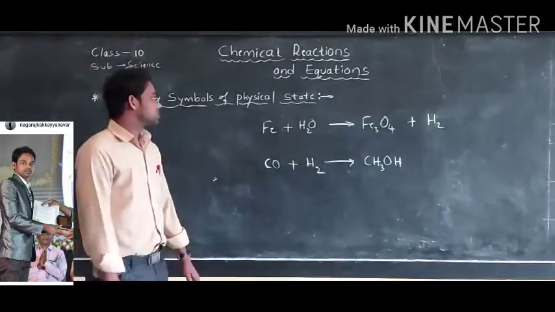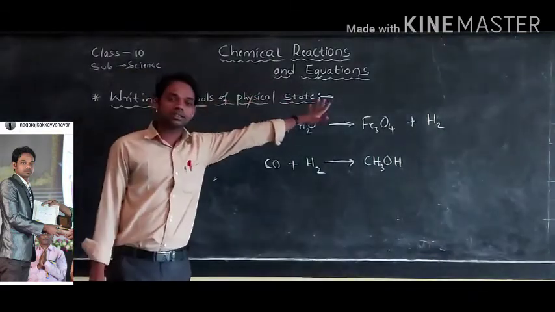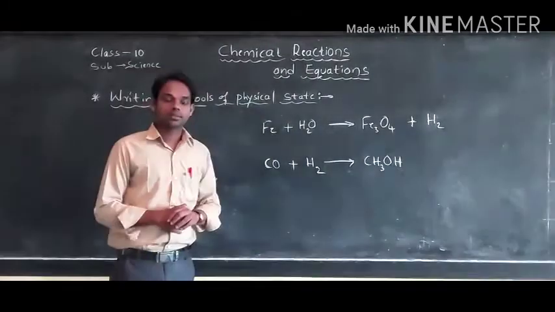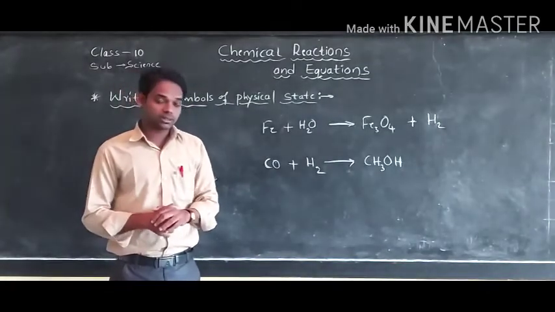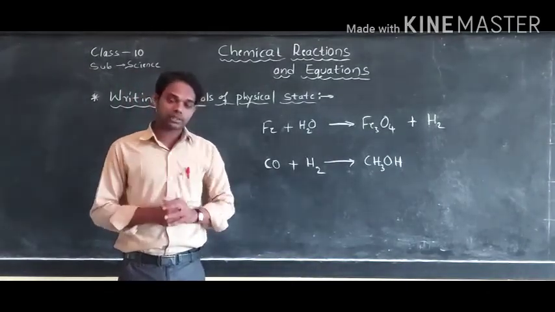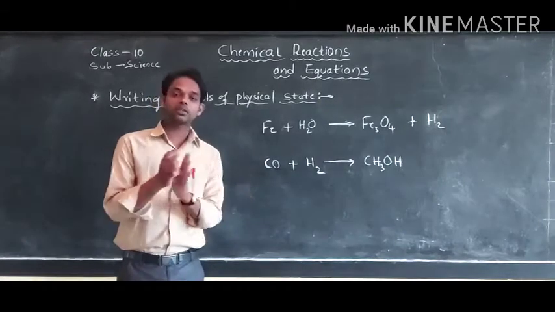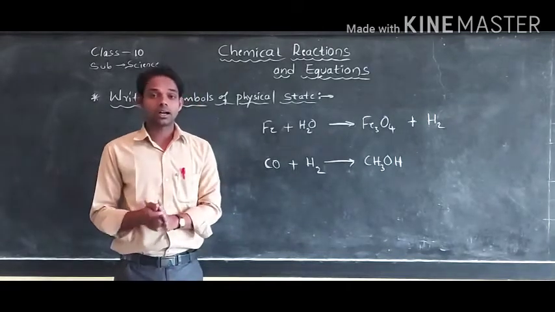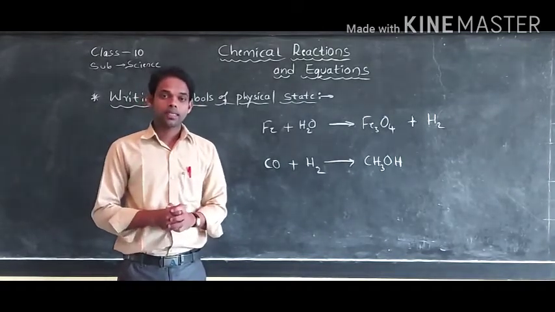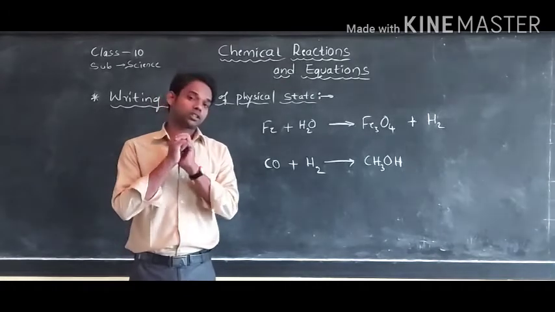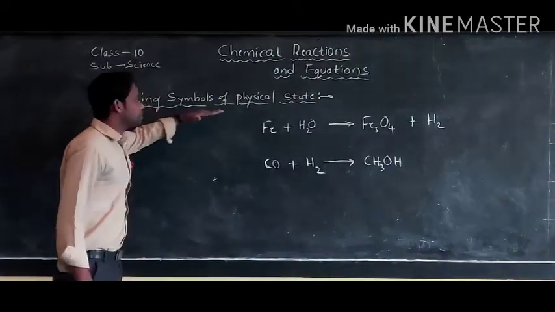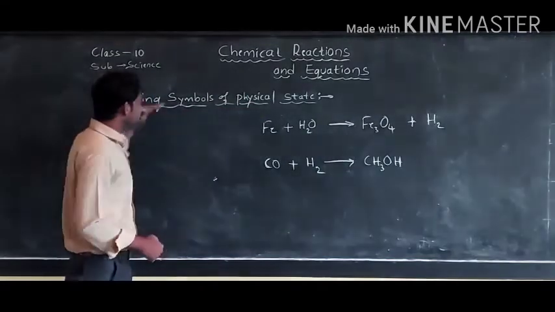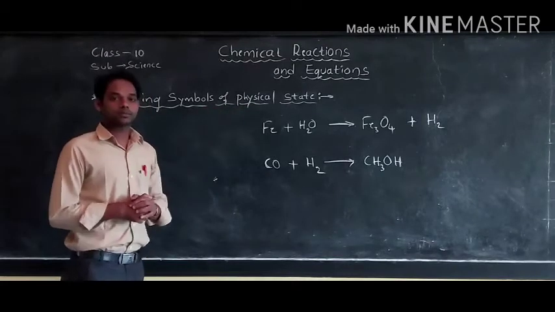In the earlier class, chemical reactions and equations, we studied chemical reactions, then chemical equations, and balancing of chemical equations. Unbalanced chemical equations are called skeletal equations, and balanced chemical equations are called hit and trial equations. Now we will study writing symbols of physical state.